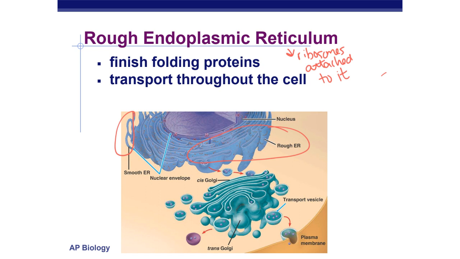So the rough endoplasmic reticulum helps act as a transport throughout the cell. It's a tubing network that can help move things within the cell. And then it will also help finish folding the proteins. Remember, we have mentioned before that the protein shape is critical to its function. Some proteins have a little bit more complex folding, and the rough endoplasmic reticulum can help finish that folding. That's why the ribosomes are there. Ribosomes help make proteins, and so the ribosomes that are attached to the rough ER will then use the rough ER to help finish folding that protein.